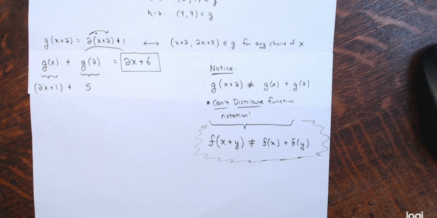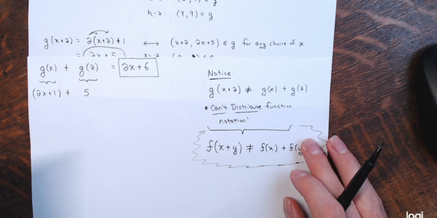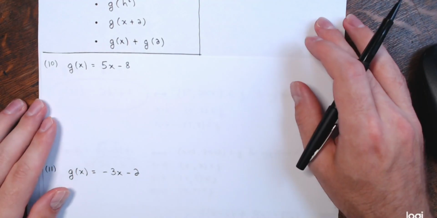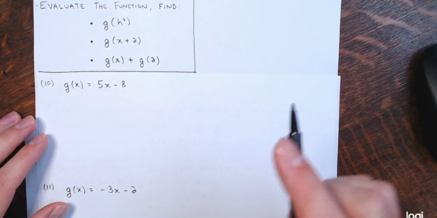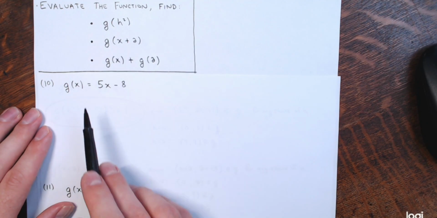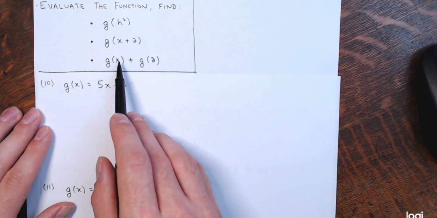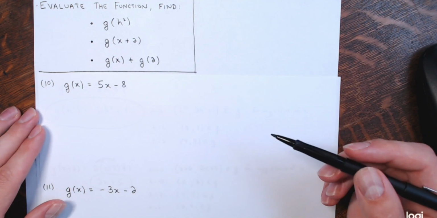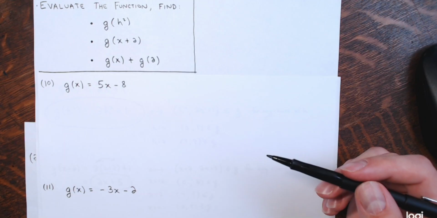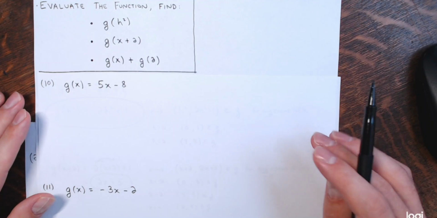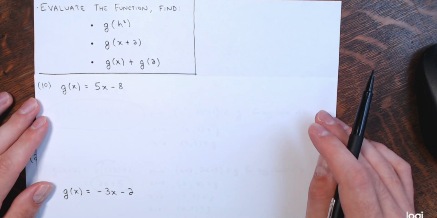Because in example 10, right, I'm asked to do the same 3 parts. All right, find G of h squared, find G of x plus 2, and then find G of x plus G of 2. And we're going to see that the second part and third part aren't going to be the same, all the time. I mean, there are some scenarios where they're equal, where distributing will work, but just know that it won't happen in general. Right.